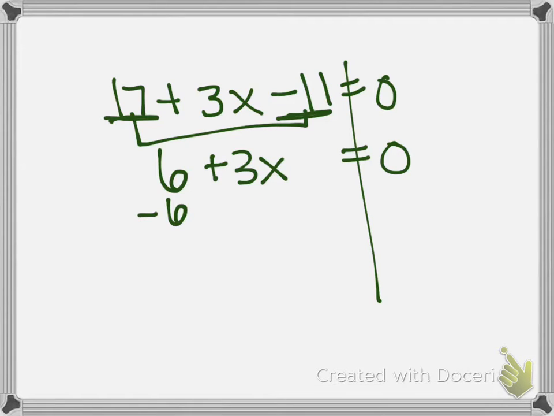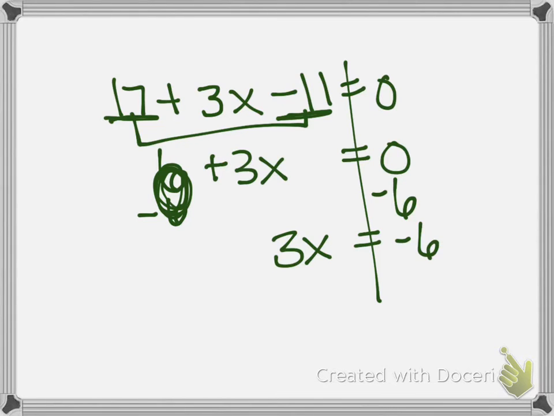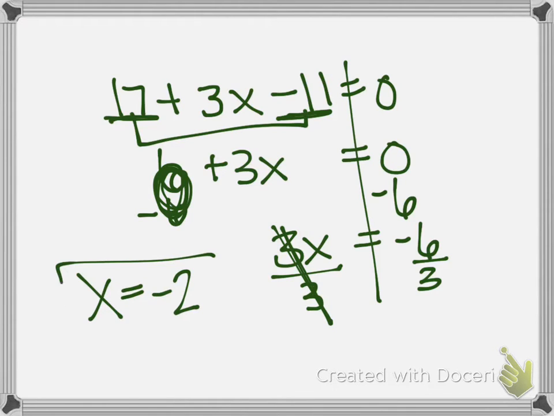I want the x by itself. I need to get rid of the 6 and the 3. I minus the 6 to get my 0. I bring down 3x. 0 take away 6 is negative 6. And to get my 1, to get rid of the 3, it's timesing, we divide it out. 3 over 3 is 1. I've got x equaling negative 2.